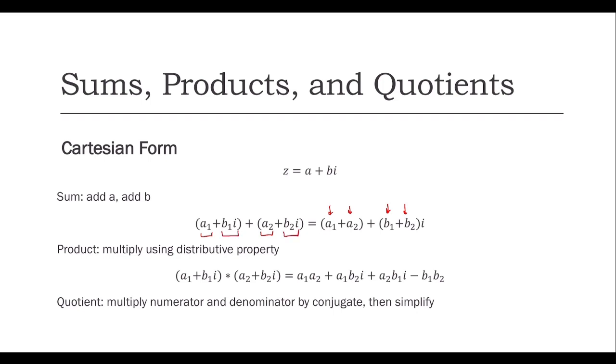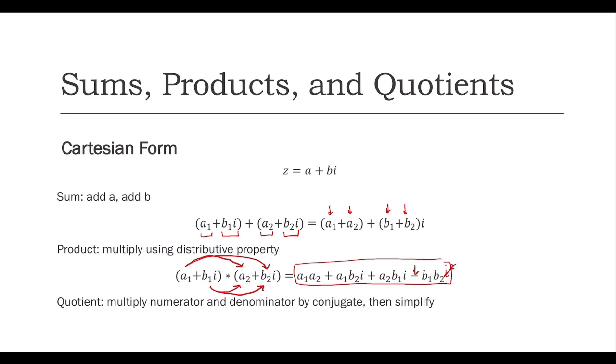When you're multiplying in Cartesian form, you use the distributive property. So you'll multiply your first values, your outer values, then your inner values, and your last values. So that simplifies to this, because your last value would be b1 times b2 times i squared, and that i squared became this negative here.